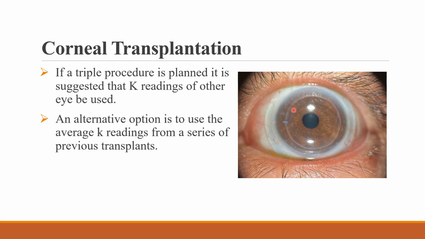Corneal transplantation. We see here the transplanted cornea with a round demarcated area. If a triple procedure is planned, it is suggested that readings of the other eye be used. An alternative option is to use the average readings from a series of previous transplants.